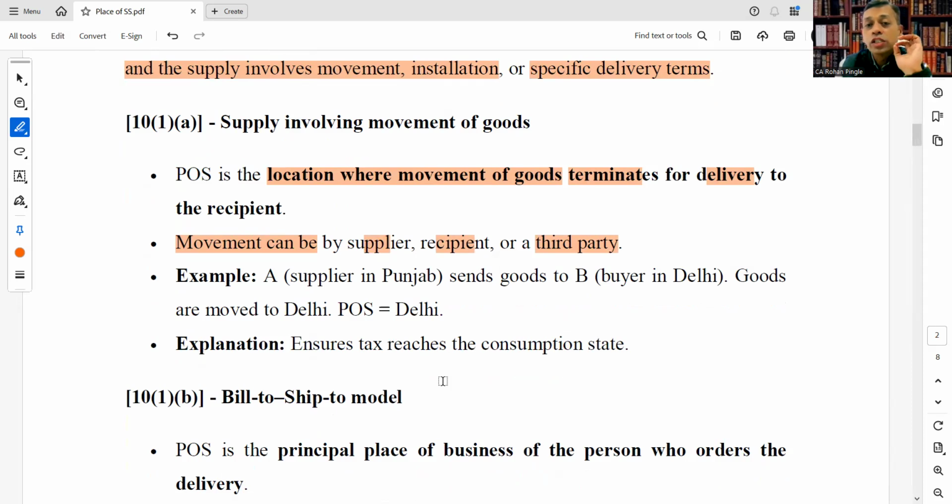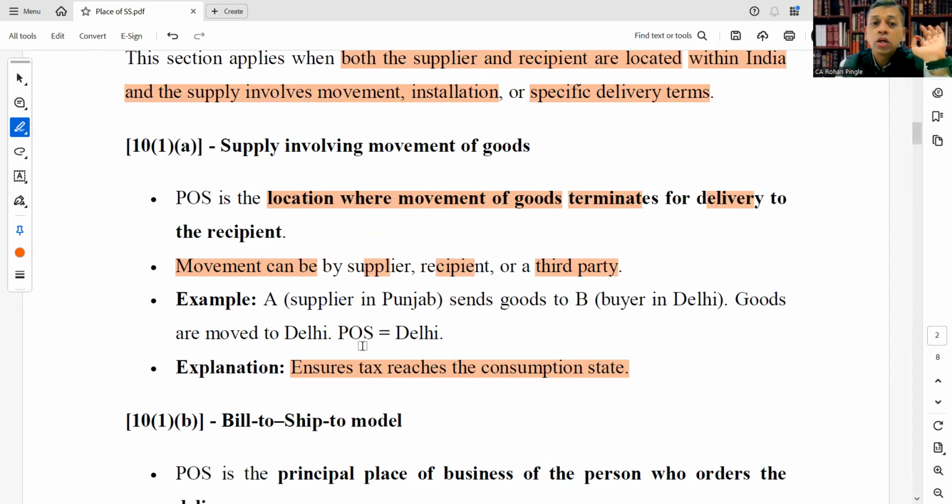Ensures tax reaches the consumption state. So Delhi will collect that tax.